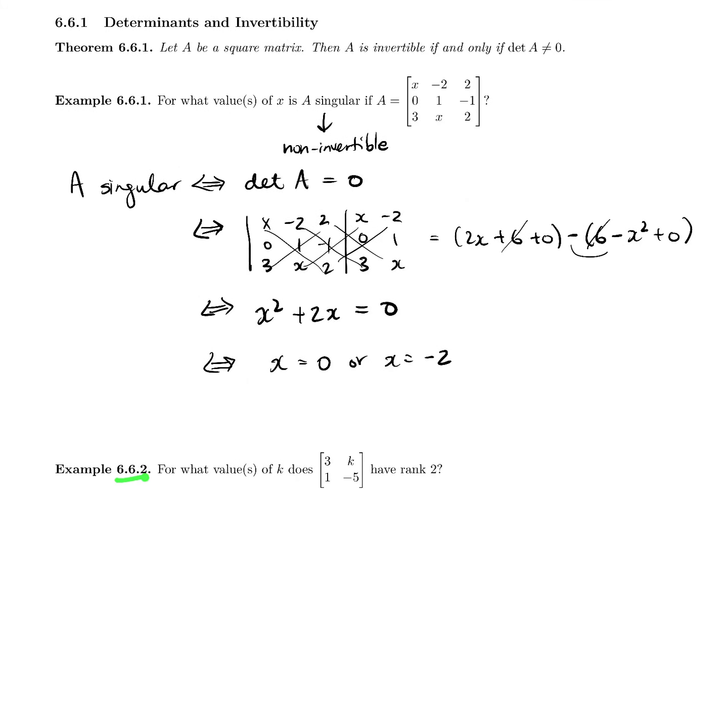Example 6.6.2, for what value or values of k does this matrix have rank 2? Well, hang on a second, we're talking about invertibility. How come there's a question about rank? So we have to remember that there is a link between them. So first of all, let's give this matrix a name. Let's call this matrix A, and we'll see that our A is a 2 by 2. So when we're talking about an n by n matrix, n is equal to 2. And that is a statement of the invertibility theorem that links n by n matrices and their rank with invertibility.